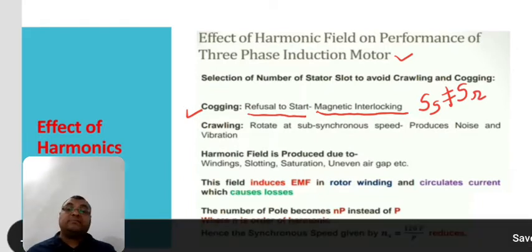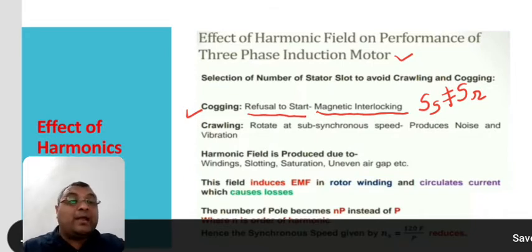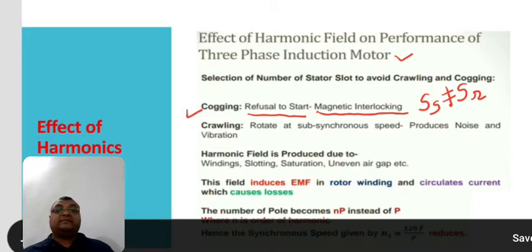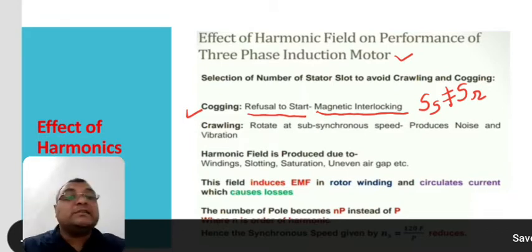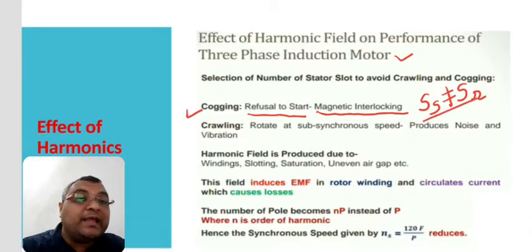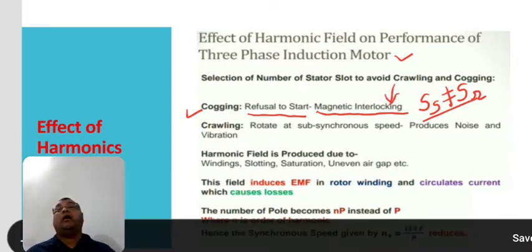But by mistake, if you choose the stator slots equal to SR, then what happens? In that case there is a magnetic interlocking between them. If you don't satisfy this condition, magnetic interlocking will be there. How the magnetic interlocking happens, we will see over here.